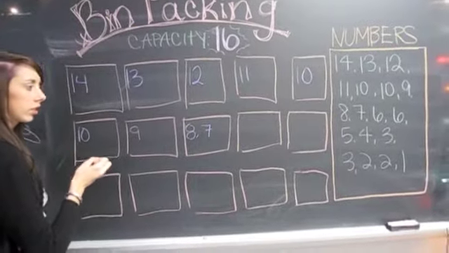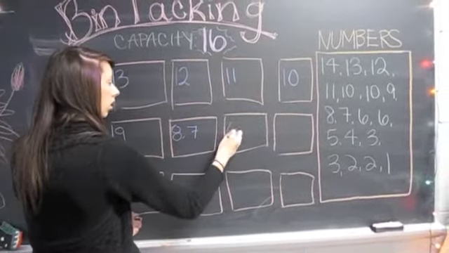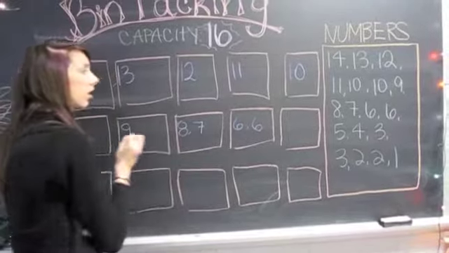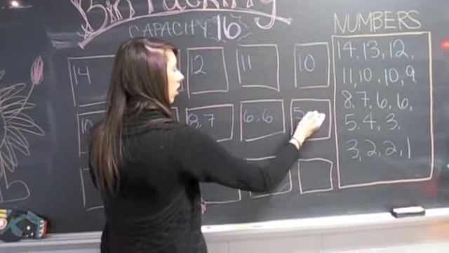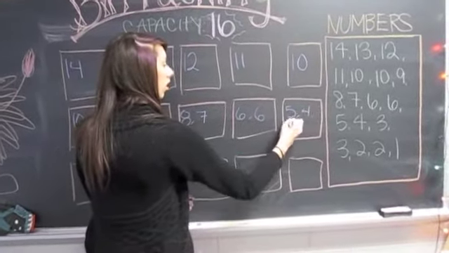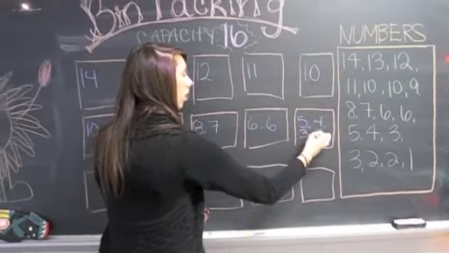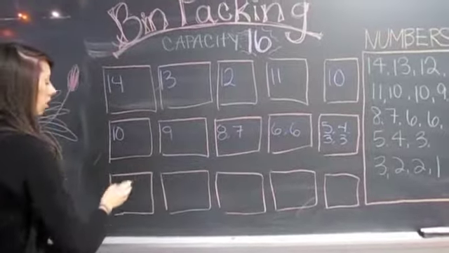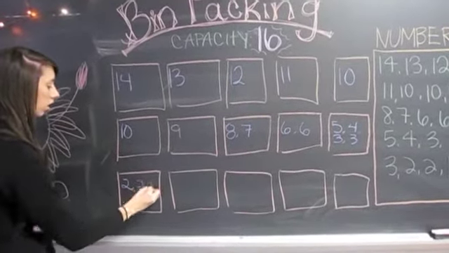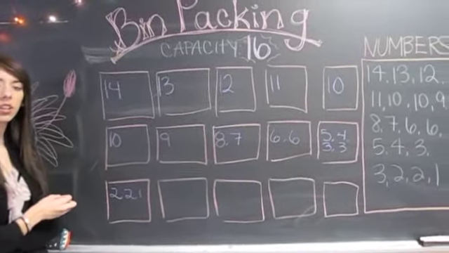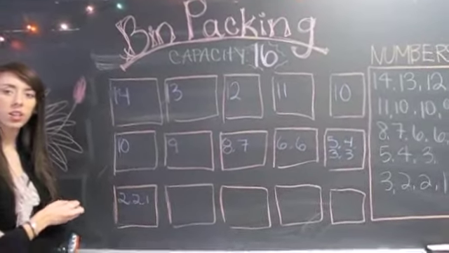The next one will be 6 and 6. Then a new box will be 5, 4, 3, and 3. And then the final box will be 2, 2, and 1. So the total number of boxes minimum is 11.